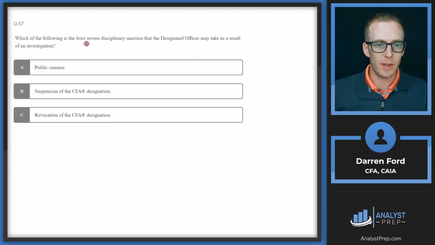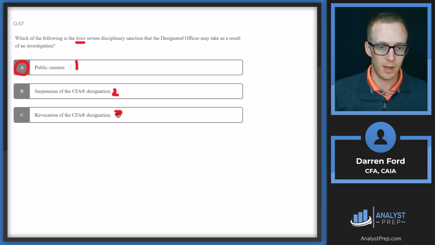Answer A. Which of the following is the least severe disciplinary sanction that the designated officer may take as a result of an investigation? We've got public censure, suspension of the CFA designation, or revocation of the CFA designation. So we're going to go with A as the least severe. Suspension, so this would go order 1, 2, 3, 3 being most severe, and then 1 being the least severe.